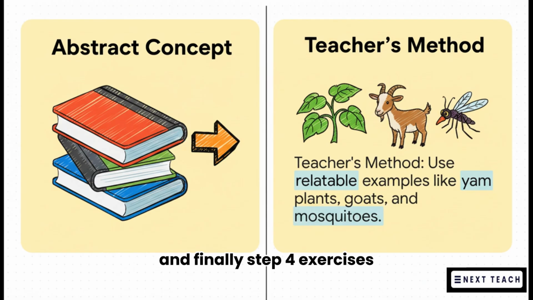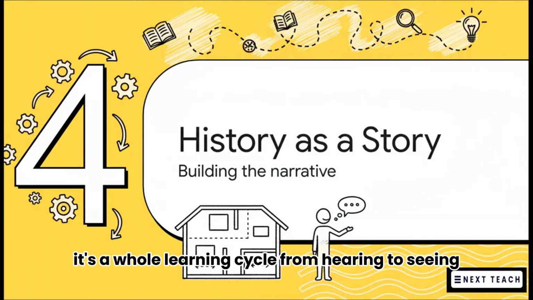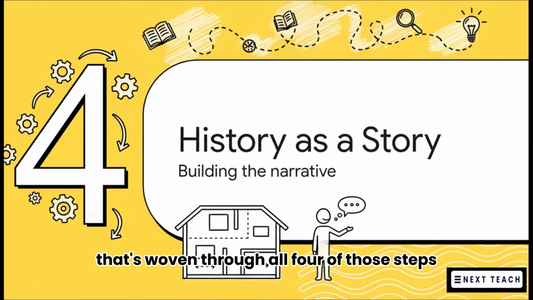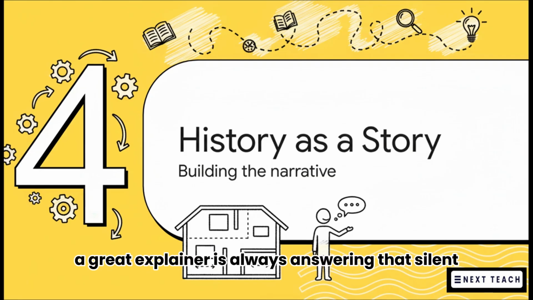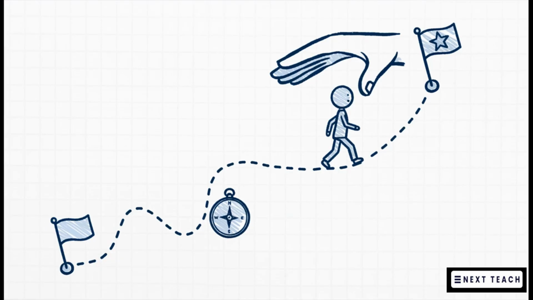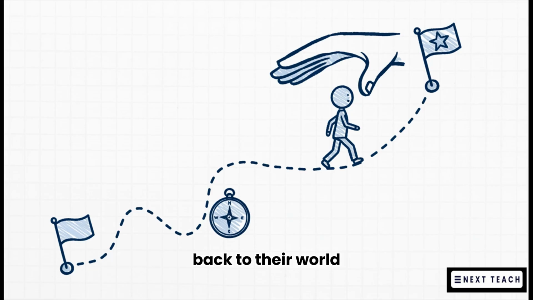And finally, step 4, exercises. You let the learner actually try it themselves. It's a whole learning cycle from hearing to seeing to actually doing. But there's one more critical piece that's woven through all 4 of those steps, and that's practical application. At every single stage, a great explainer is always answering that silent question in the back of the learner's mind. So what? Why should I care about this? You have to constantly be connecting the dots back to their world.